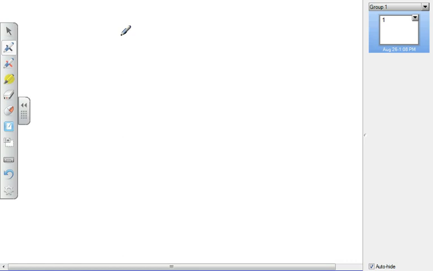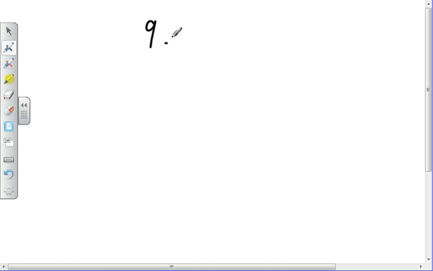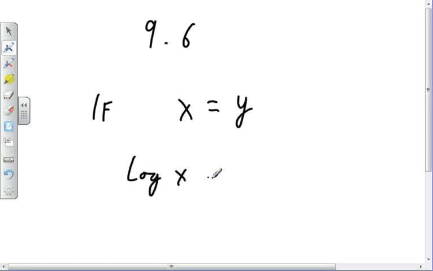Okay, this is the Tech Math 3 Pre-Calculus class combined. We're in section 9-6, and we find that we have a rule that says if x is equal to y, then it has to follow that the log of x has to equal the log of y. Isn't that convenient?